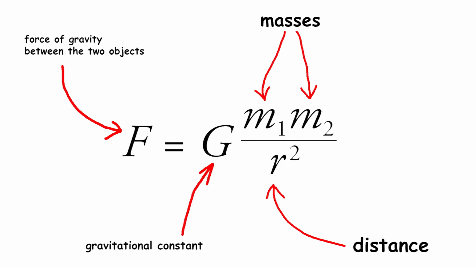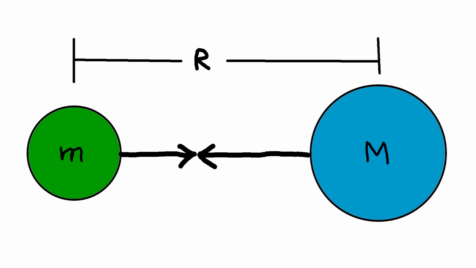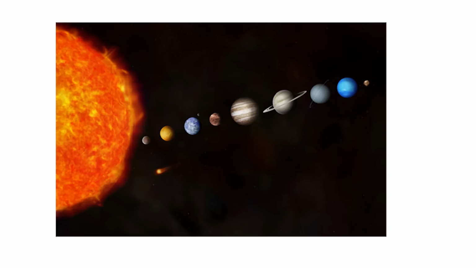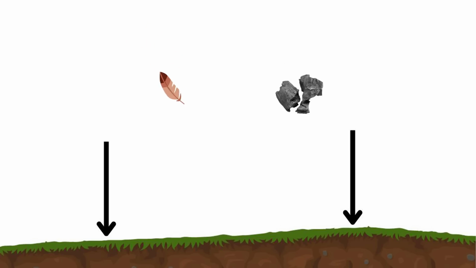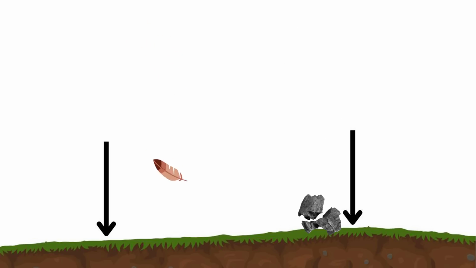So the force of gravity depends on 1, the masses of the two objects. The more massive they are, the stronger the force. And 2, the distance between them. The force gets weaker as the distance increases. This law explains why planets orbit the sun and why objects fall to the ground on Earth. It works everywhere in the universe.